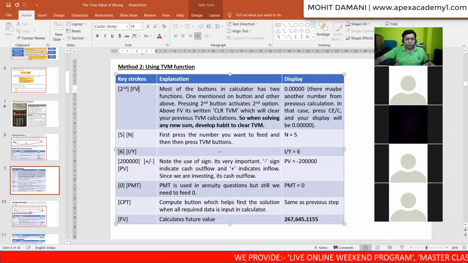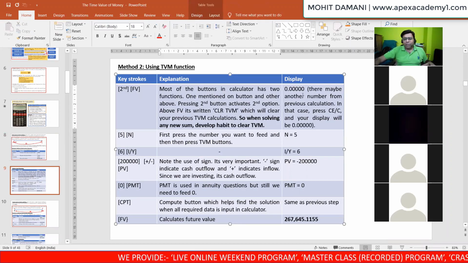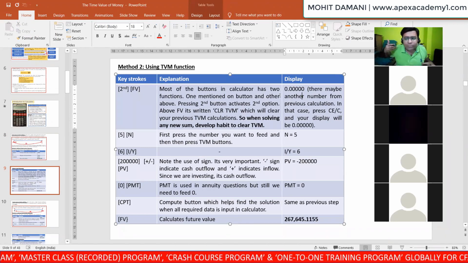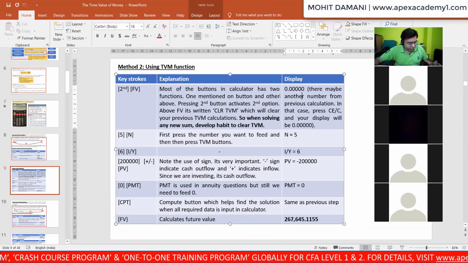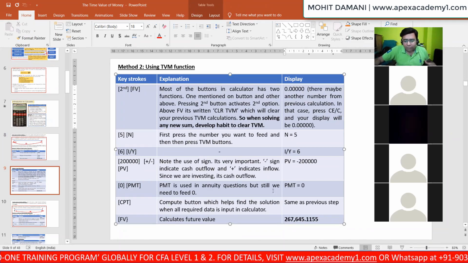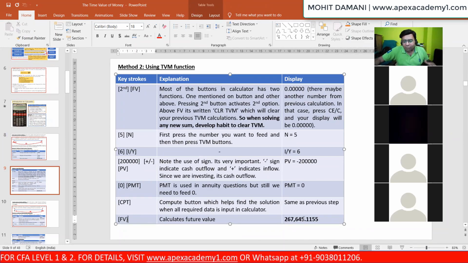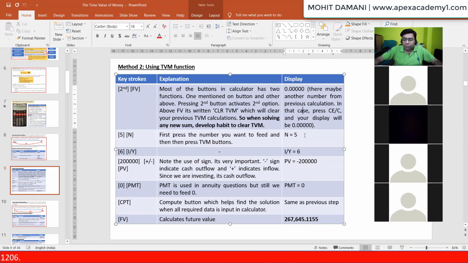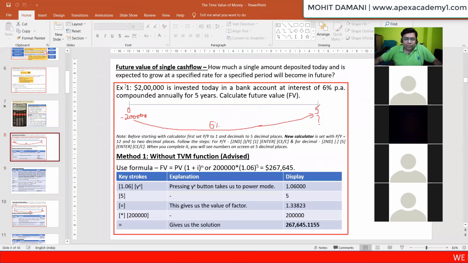So what keystrokes you will do, explanation on the keystroke and display. Assuming that you are doing it for the first time, this time value of money has been designed. If you watch our lectures, you will be able to follow what keystroke and what you will get. So that when you solve it on your own, you will be correct at every step and you will not make a mistake. Okay, now let's solve this.